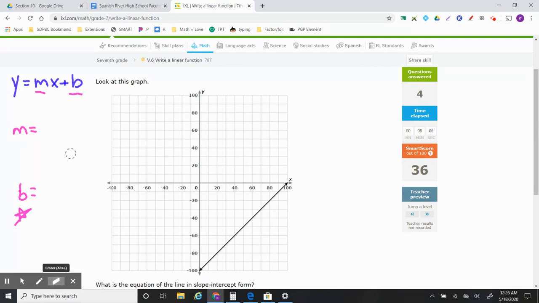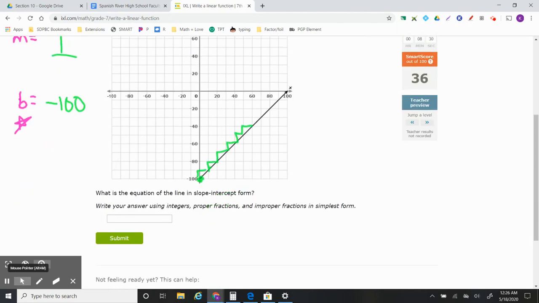Okay, let's try another one. So this is kind of hard to tell, but the arrow is pointing down to negative 100. And it's still going up one box, over one box, up one box, over one box. So 1, giving me the equation of y equals 1x, but this time it's minus 100.